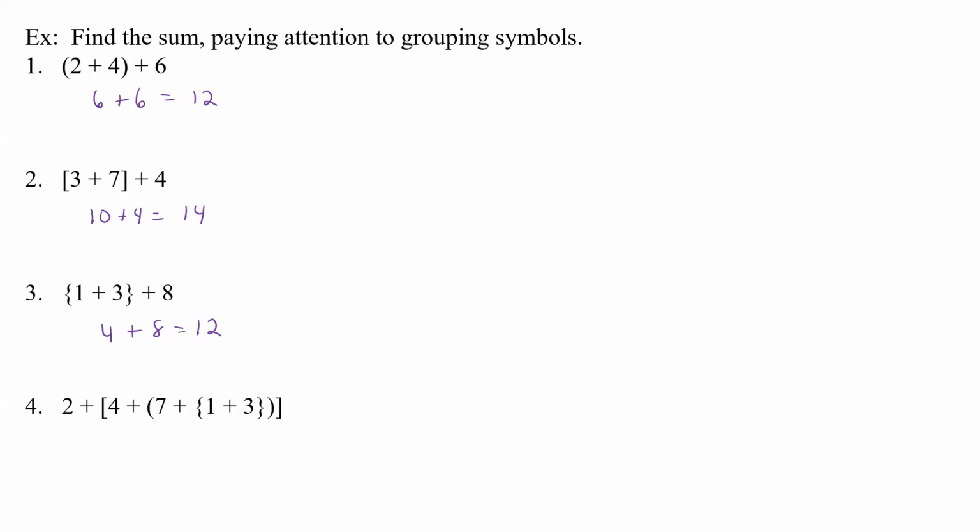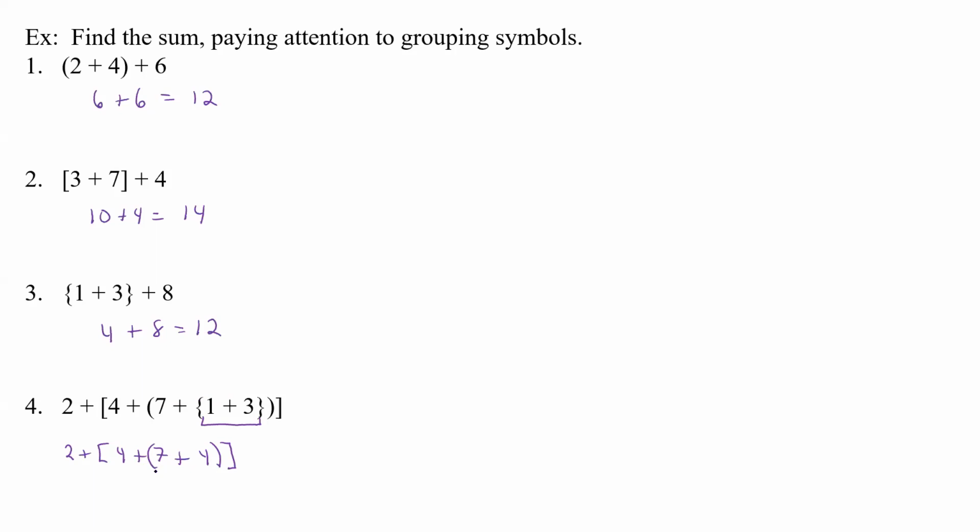Now the last one here is to show you the nesting. And so we can see we have 2 plus and then a bracket, and then we have 4 plus and then parentheses, and then we have 7 plus, and then braces, and 1 plus 3. So we have to work with the innermost one first. So we're going to rewrite this as 2 plus bracket 4 plus 7 parentheses plus, now 1 plus 3 is 4, and so we're dropping the braces once we add those together, and we keep the parentheses and the bracket here. Now we've only got two sets of grouping symbols.